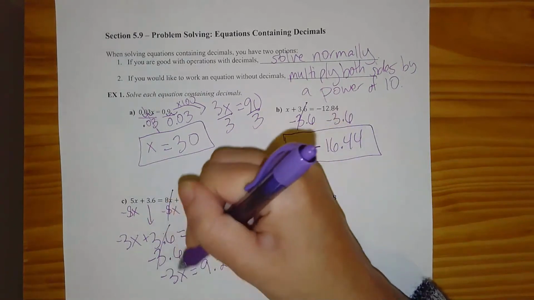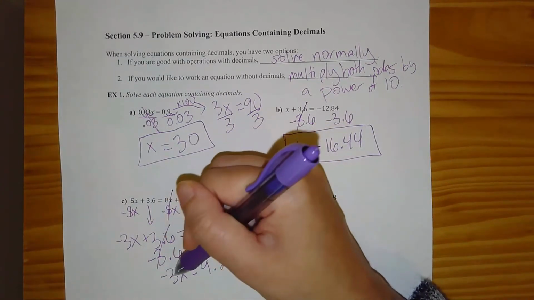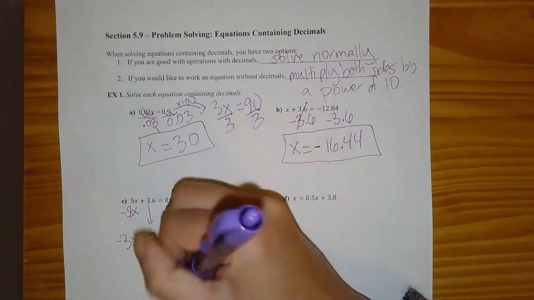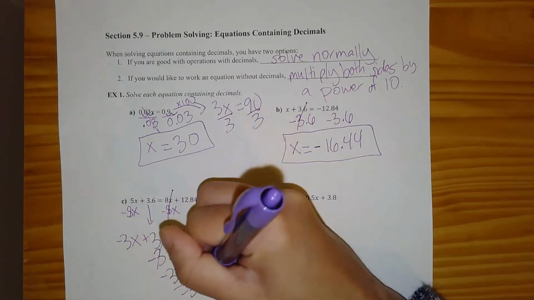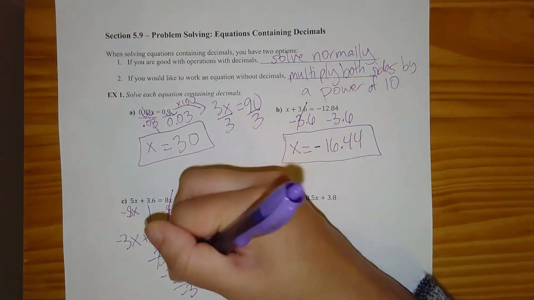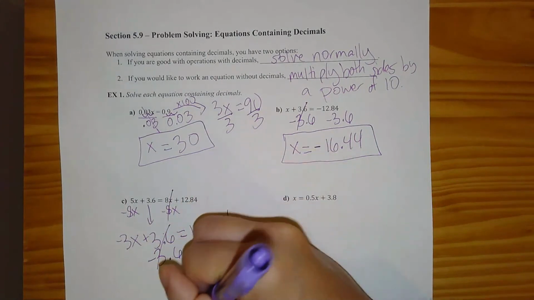And then I need to get rid of the -3. The -3 is multiplied by the x. Opposite of multiplying is dividing, so I'm going to divide by -3 on the left side and on the right side. -3 divided by -3 is 1, so now I've got 1x.